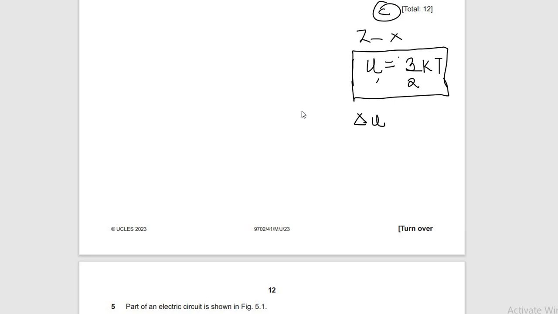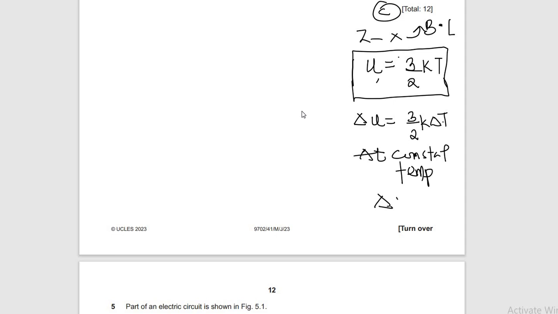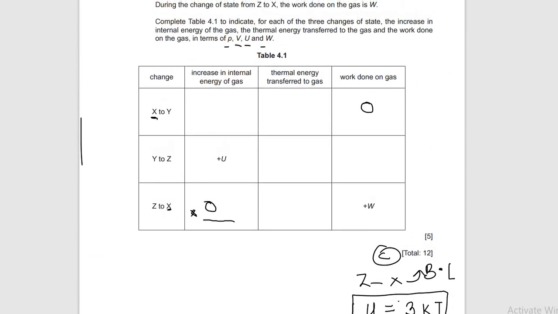Now, change in internal energy is also 3/2 k change in temperature. But Boyle's law is valid at constant temperature. Why am I saying Boyle's law? Z to X obeys Boyle's law. And Boyle's law says pressure is inversely proportional to volume at constant temperature. So at constant temperature, using this formula, the temperature change is 0, so the change in internal energy will be equal to 0. So at Z to X, the increase in internal energy is 0.